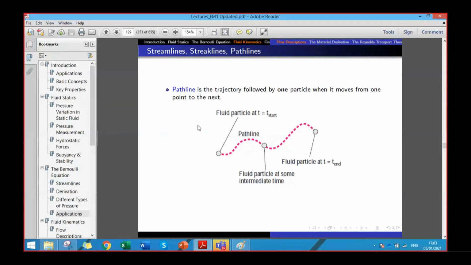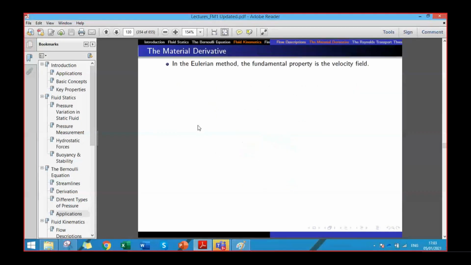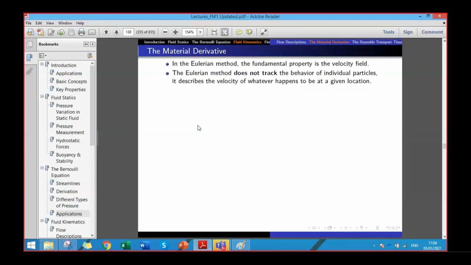Okay. Next is the material derivative. In either approach, the fundamental property is the velocity field. Using the velocity field, we can get information about any fluid; we can completely define the fluid motion. So what is the Euler description? We have already discussed that it does not track the behavior of individual particles. It describes the velocity of whatever happens at a given location. So what is happening at a given location is described by using the Eulerian method.